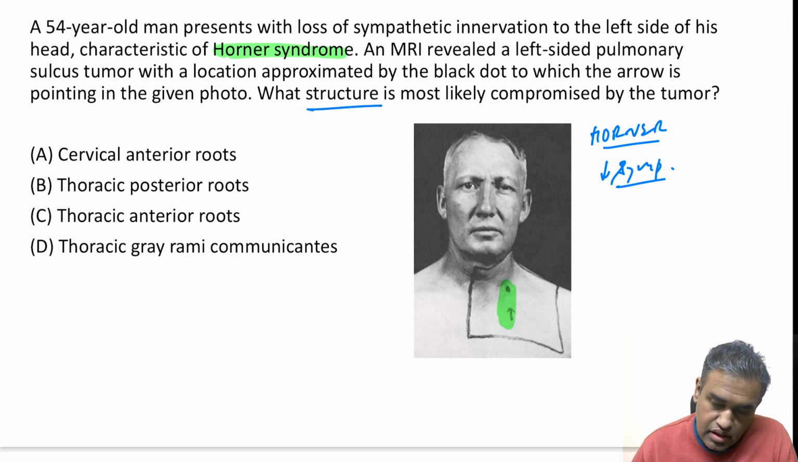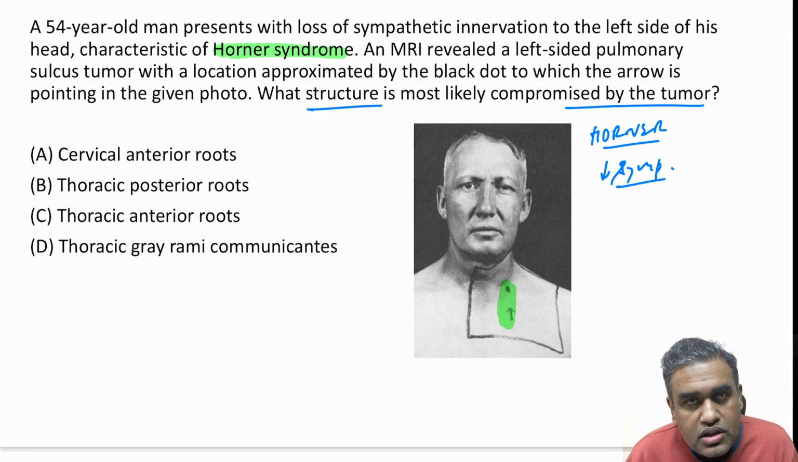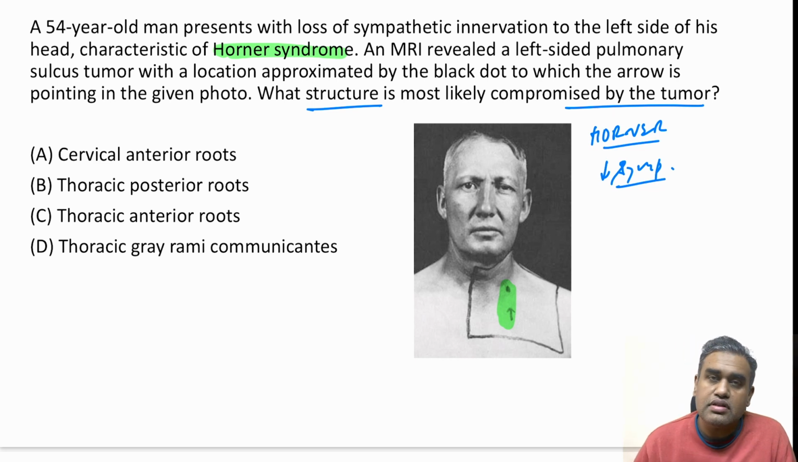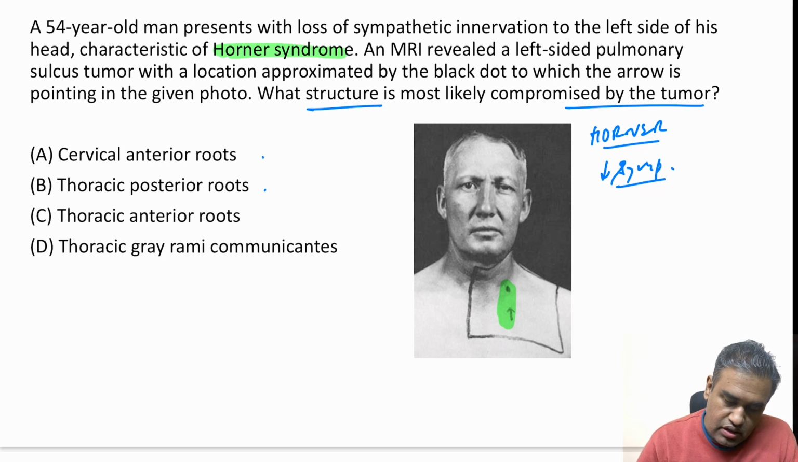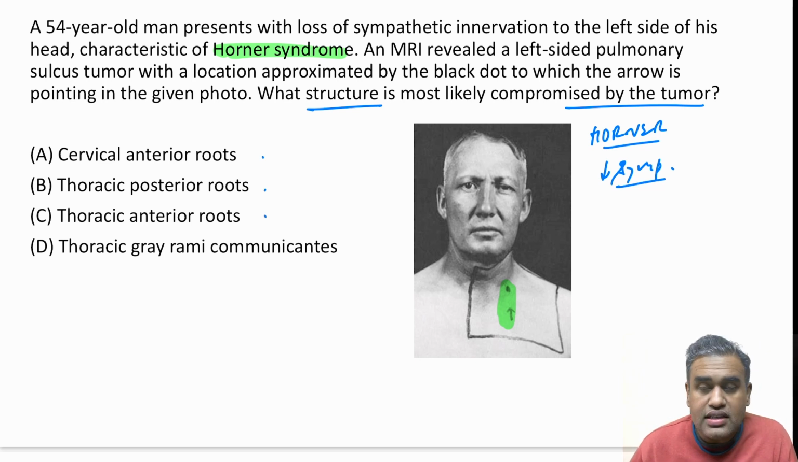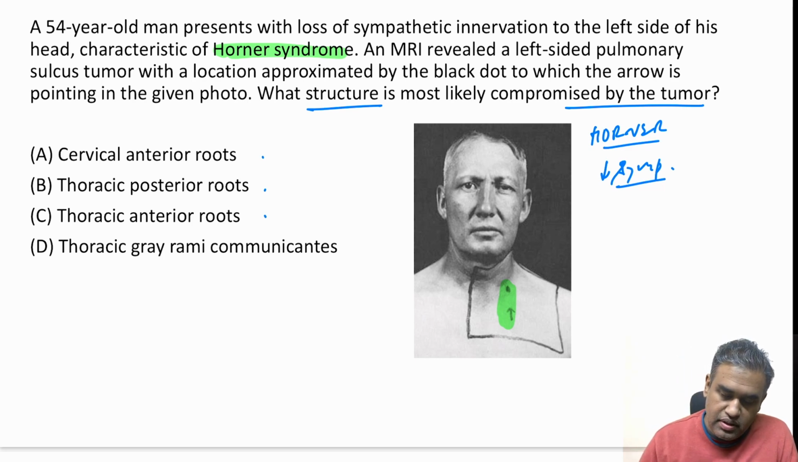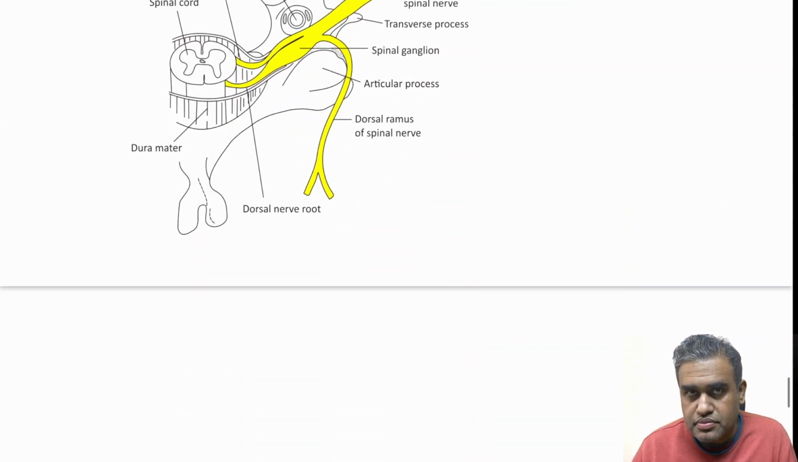They are asking, what structure is exactly impinged or compressed or compromised by the tumor, leading to the left-sided Horner syndrome. The options over here are cervical anterior roots, thoracic posterior roots, thoracic anterior roots, and thoracic gray rami communicantes. For this we need to know the basics, which is about the basics of sympathetic supply, right? We'll come to this image in a while. First, understand what actually happens.